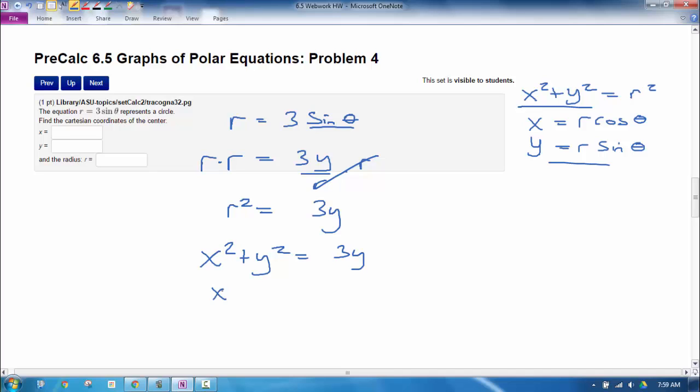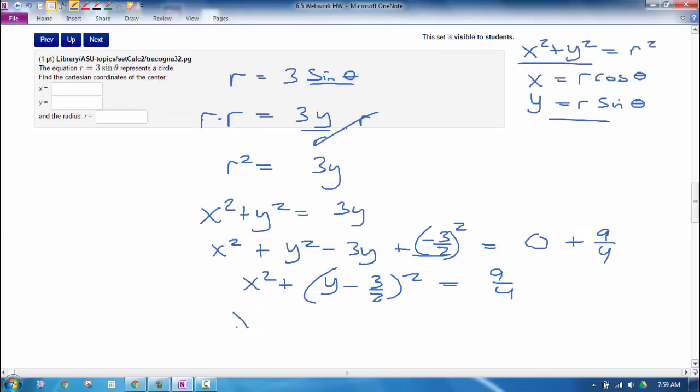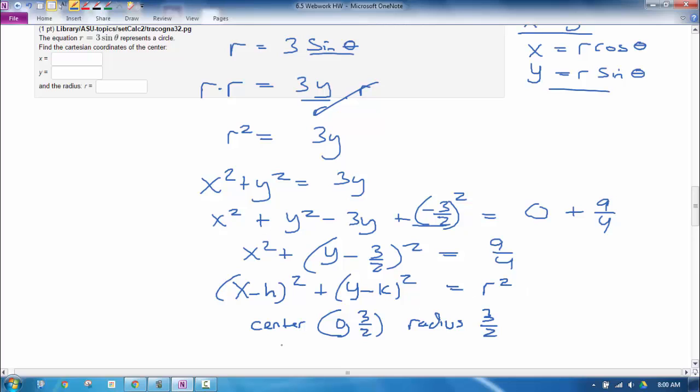And unfortunately, I'm going to have to complete the square now. So I'm going to move this 3y over and add something else to it to complete the square. That something is always b over 2. So I'm going to take negative 3 over 2 squared, which is really 9/4 added to both sides. So this becomes x squared plus y minus 3/2 squared equals 9/4. And now it's in standard form for a circle. This is x minus h squared plus y minus k squared equals r squared, where the center then is (0, 3/2) and the radius is 3/2.